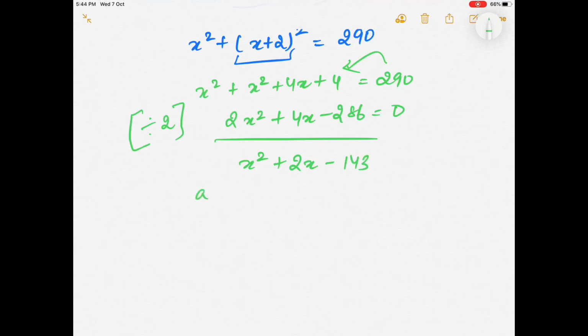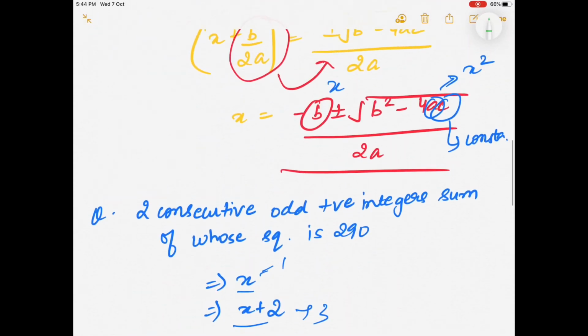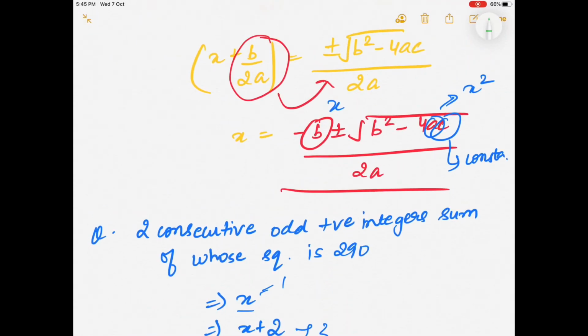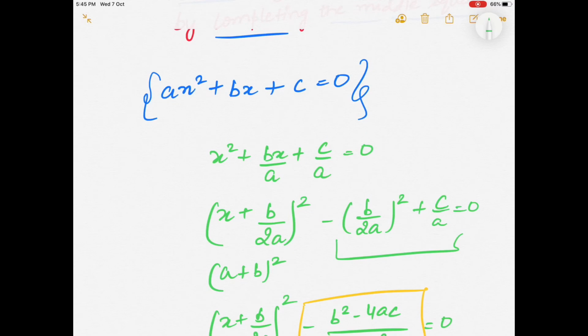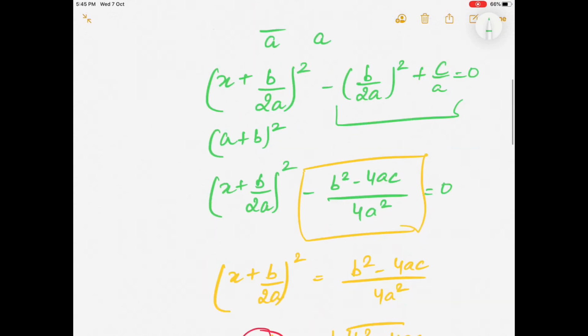Now what is a here? a is 1. What is b here? b is 2 and c is minus 143, because in this formula I told you that b is the coefficient of x, a is the coefficient of x square, and c is the constant term.